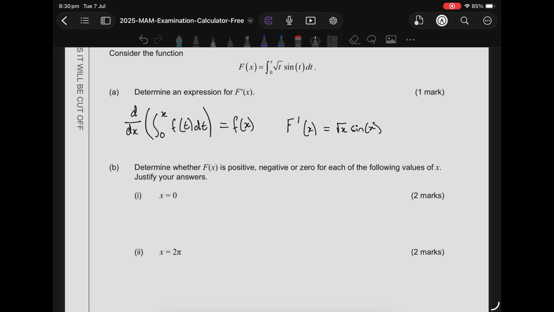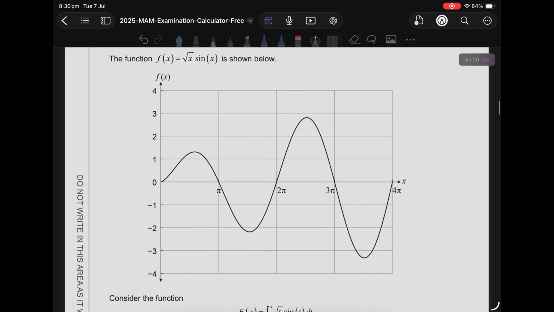So when x is 0, we can sub that into our equation up here, and we get F of 0 is equal to the integral from 0 to 0 of square root t sine of t dt. Now recall that the integral is the area under a curve between the two bounds. Now if we look up here, we're asked to find the area between 0 and 0, which has no area. Thus the area is 0.